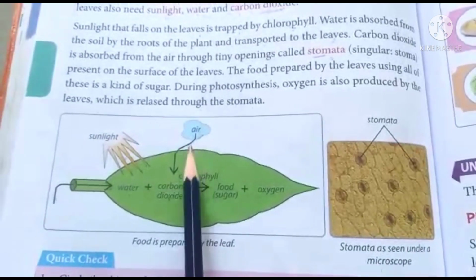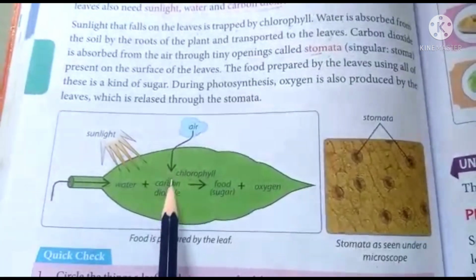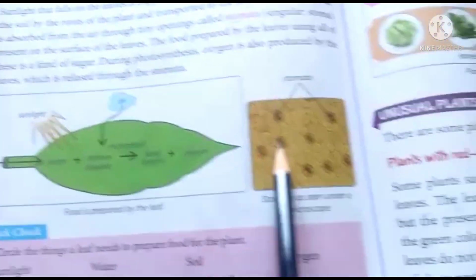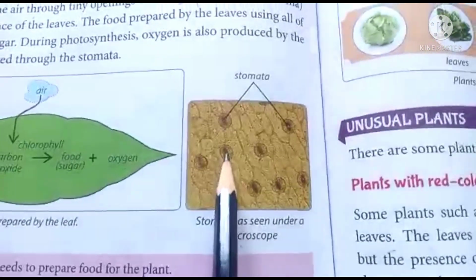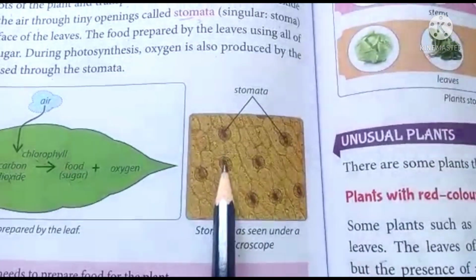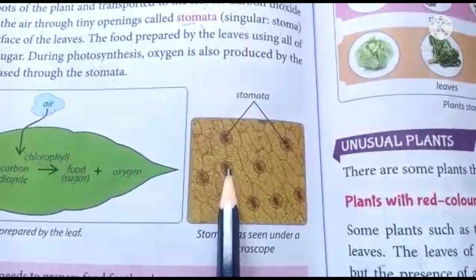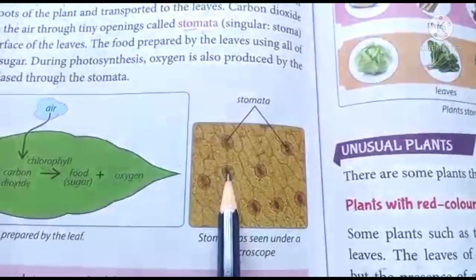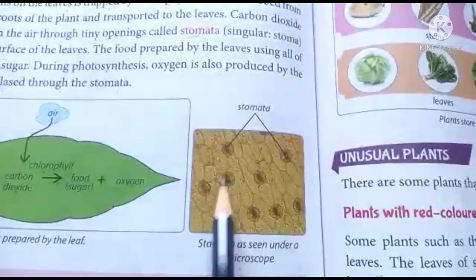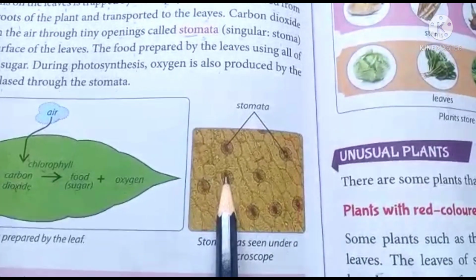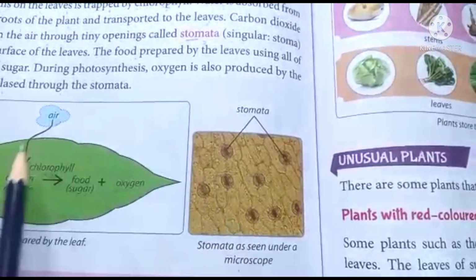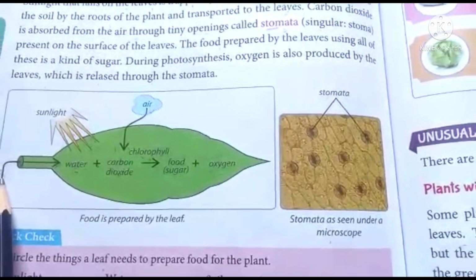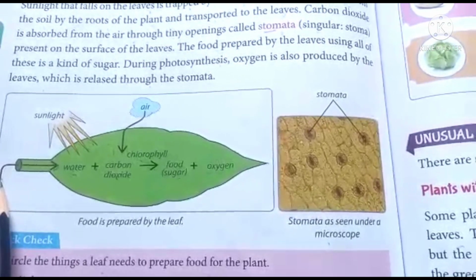From this air, carbon dioxide is absorbed with the help of tiny stomata. See here, the stomata figure is given here. These stomata are present on the leaf. These are the small tiny pores present in the leaf. Through these pores, the leaf absorbs carbon dioxide from the air. See here, water comes from the vein. Okay, veins absorb water from roots.